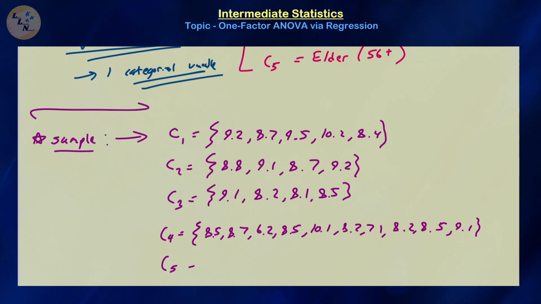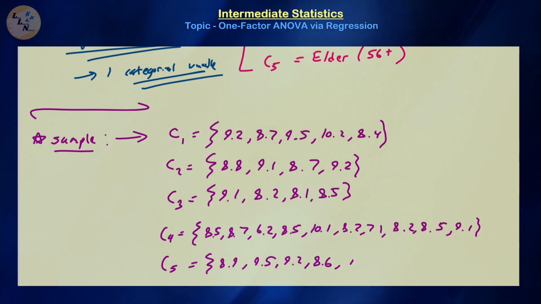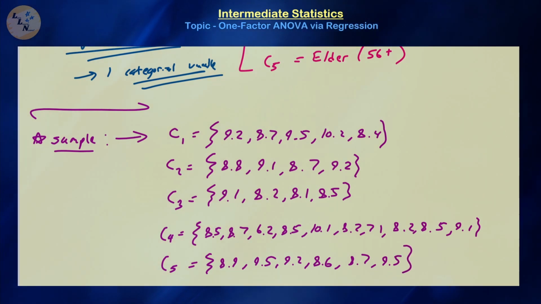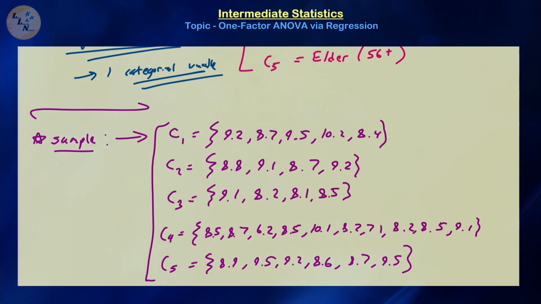And our last category, C5, let's assume, 8.9, 9.5, 9.2, 8.6, 9.7, and 9.5. Right. So the reason I'm giving these examples in this long and detailed way is because I want to point out something. Notice that my samples in each of these categories are not necessarily equal to each other, and that's okay.